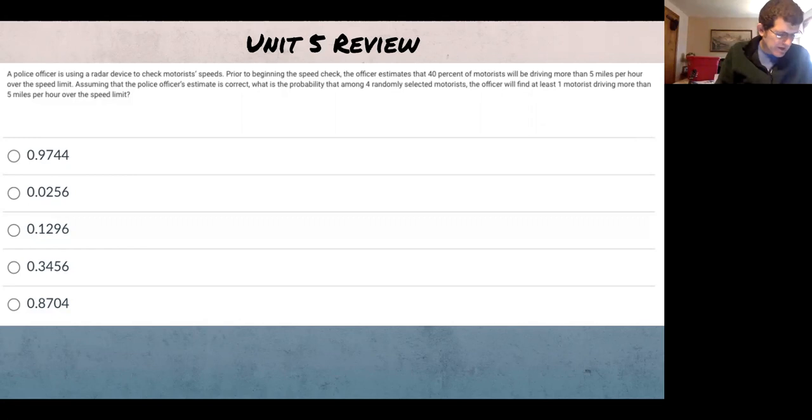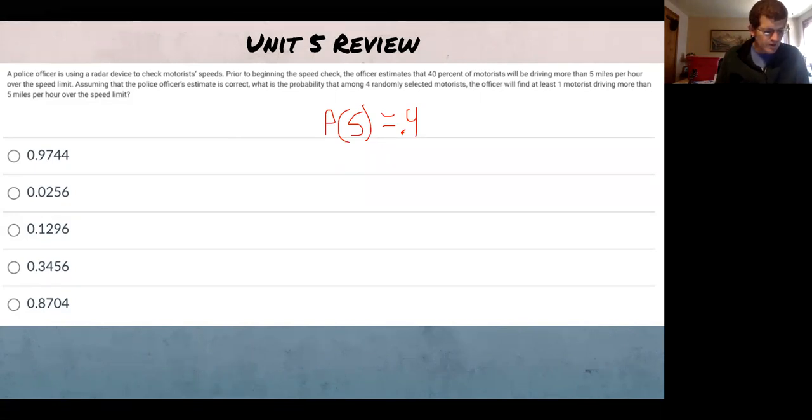So this one right here is actually very much like the second one we did. A police officer is using a radar device to check motor speeds. The officer estimates that 40% are going to be speeding. So the probability of speeding is going to be 0.4. Assuming that the police officer's estimate is correct, what is the probability that among 4 randomly selected motors, the officer will find at least one speeding?